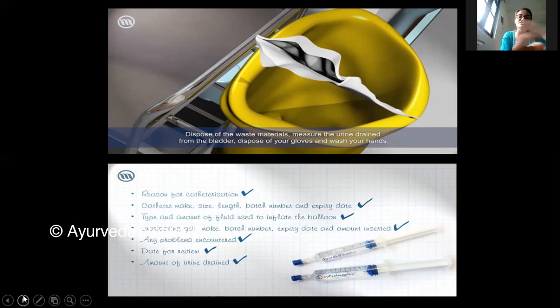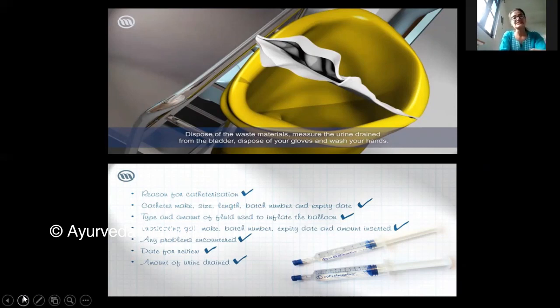After doing all this, you're going to dispose of all the things which you used, and after washing your hands, you're going to note down everything: why you did the catheterization, what type of catheter it was, what the expiry date was, what lubricating gel you used, the date when you administered it, and the amount of urine that was drained. You would just do a little paperwork and write it. So that is how you do catheterization in a male.